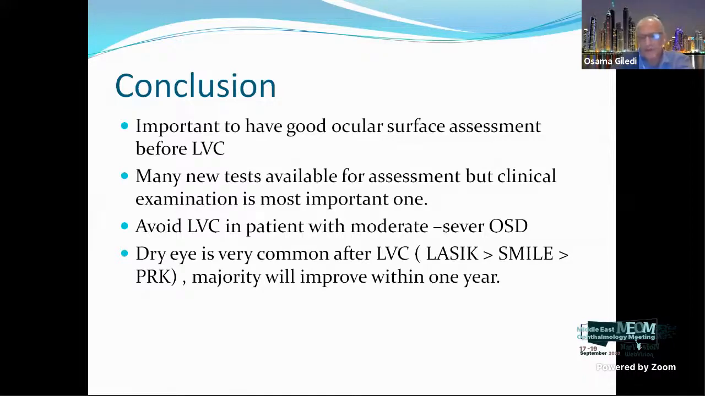Especially if you do LASIK, there's more chance of dry eye than with SMILE, and SMILE carries more risk of dry eye than PRK. But the good thing is that the majority of this dry eye improves, though sometimes it takes a few months up to a year to go back to normal, although very rarely people could have long-term dry eye.